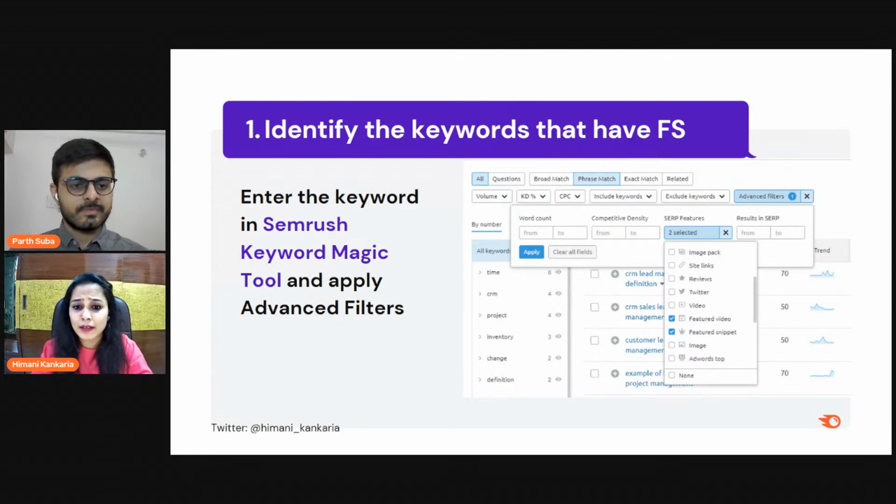But say, for example, there are some keywords that might not come up with featured snippets, but still, if you want to target them for featured snippets, you can. But the easy win is to pick up the keywords that already have a featured snippet.